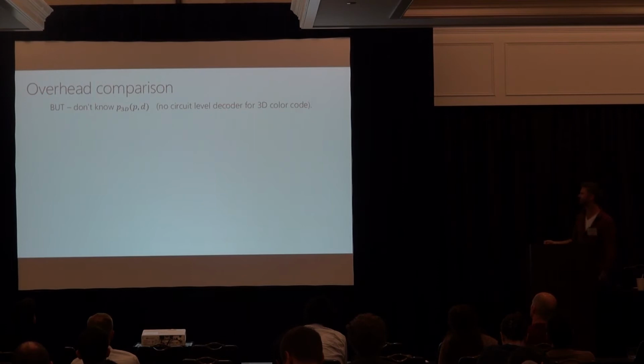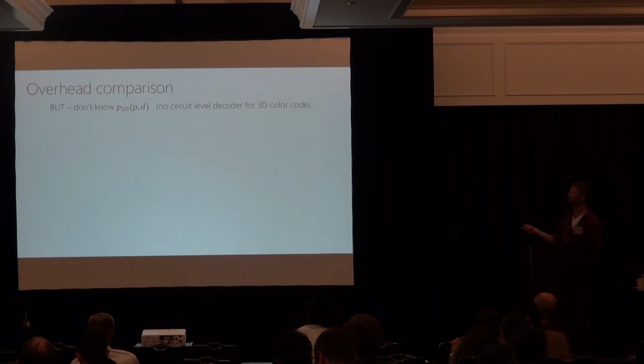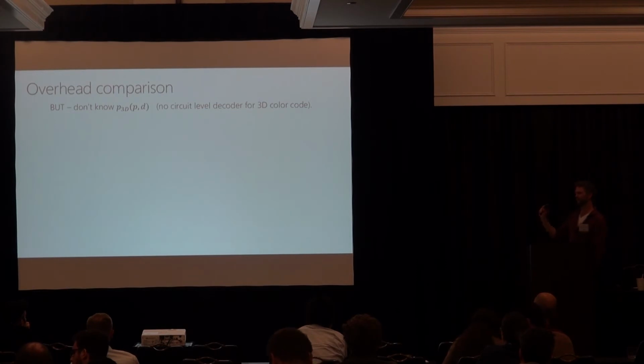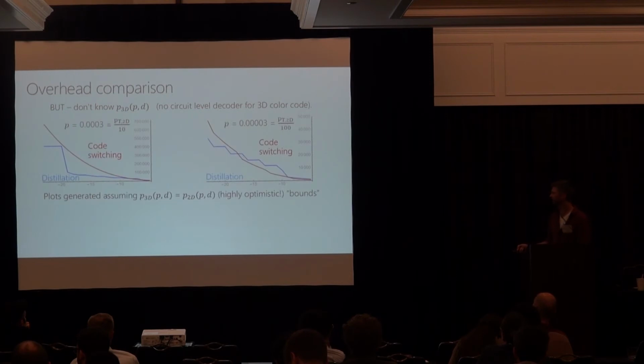Okay, so finally, the overhead comparison. I mentioned this. It's pretty annoying that we don't have the ingredient that we really need to pin down what this estimate is. This is because we don't have an efficient decoder yet for the 3D color code. We don't know the error rate of the logical information in the 3D color code.